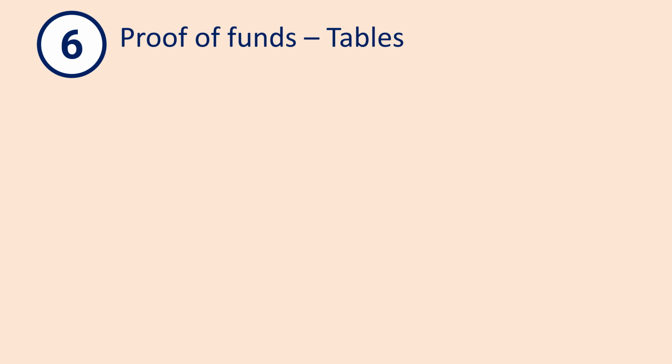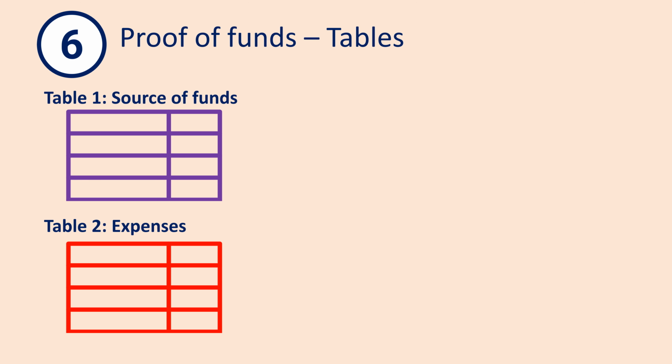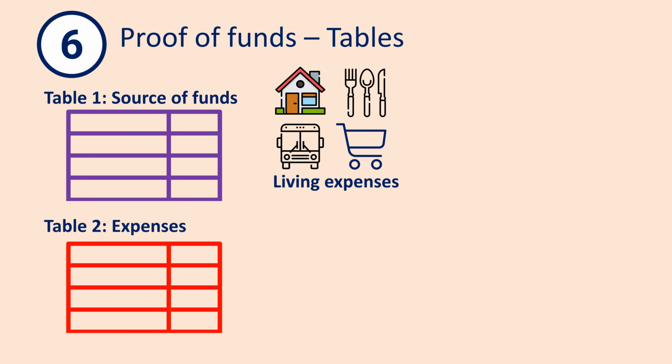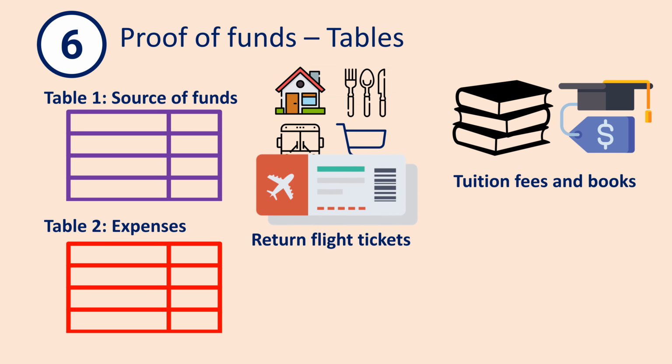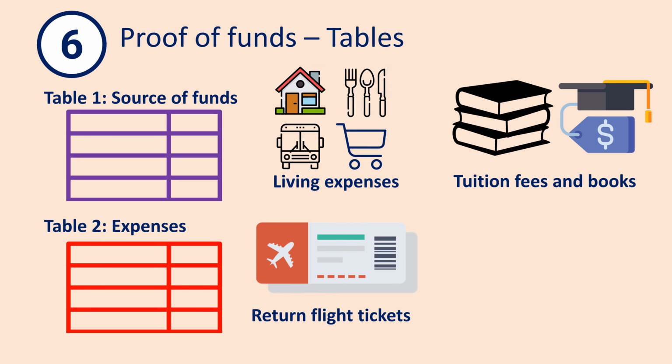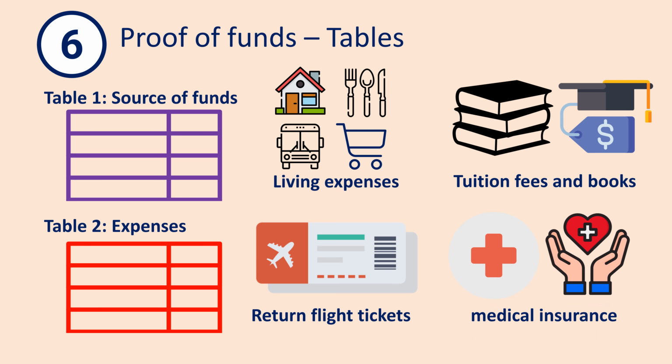You need to have 2 tables for your proof of funds. The first table is for the source of funds, and the second one is the table of expenses. In your table of expenses, you need to show the following items. Living expenses for you, your partner, and accompanying children. Tuition fees and books. Return transportation for all the family members. And estimated medical insurance coverage for the open work permit applicant and the children.